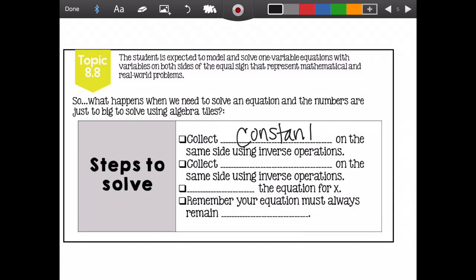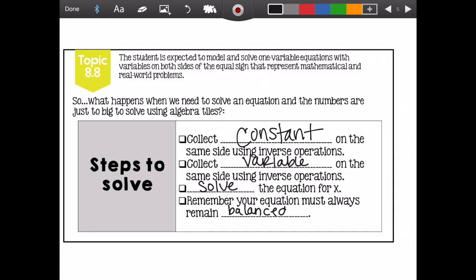So first things first, what we've been doing is we've been collecting the constants on one side. Again, the constants are the numbers that are standing alone, by using the inverse operation. We've been collecting the variables to one side as well, by using the inverse operations. And then we've been solving our equation for x. And again, we always want to keep in mind, remember your equation must always remain balanced.